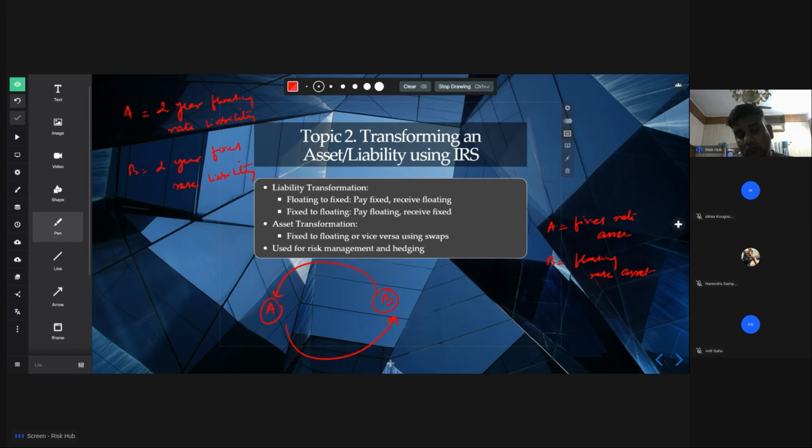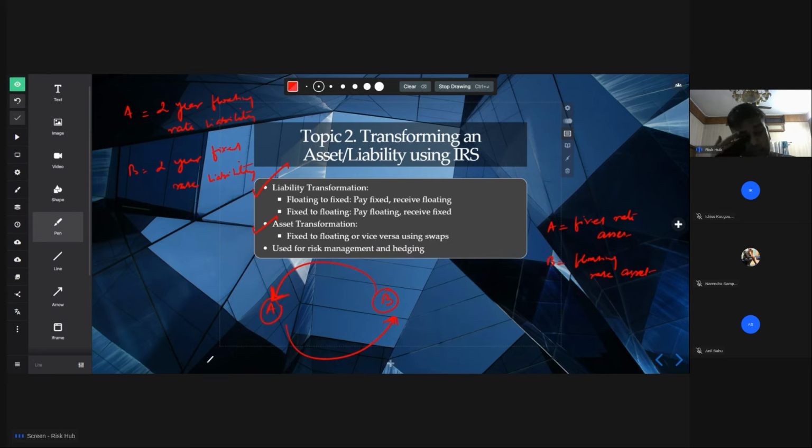When they enter into a swap transaction, right? After entering into the swap transaction, the swap modifies their exposures. Since you have entered the swap, the fixed rate asset has been changed into a floating rate asset, because fixed is demanding floating, and floating has changed into fixed. So swap is a very good instrument. If two parties enter into it, they can change their exposures. One can be your liability transformation, one can be your asset transformation, whatever you want.